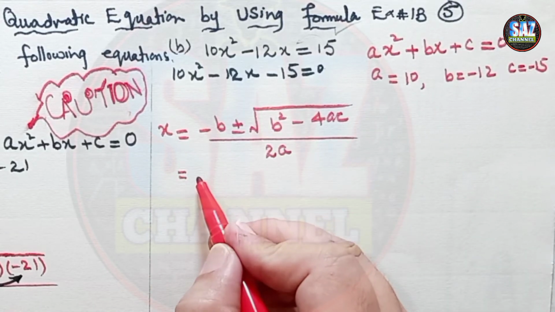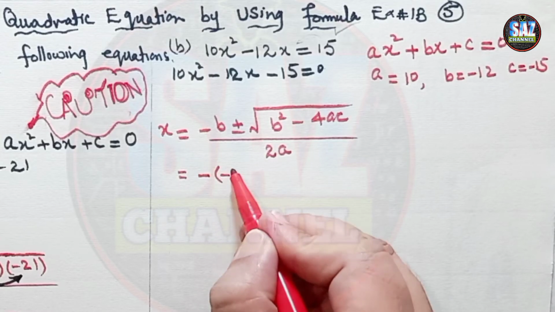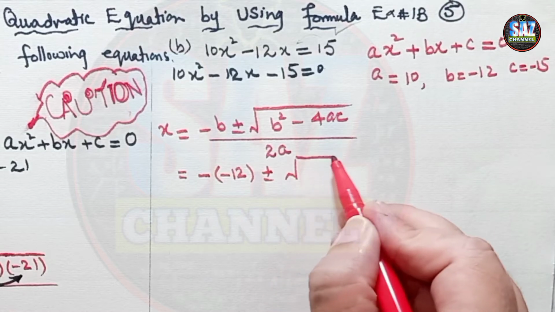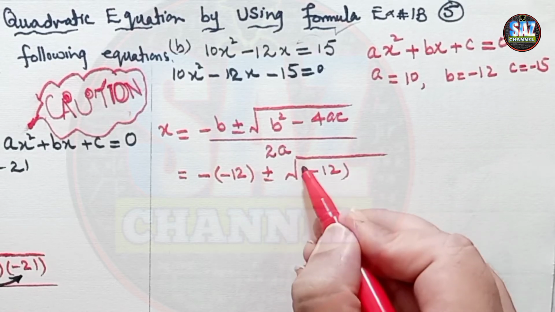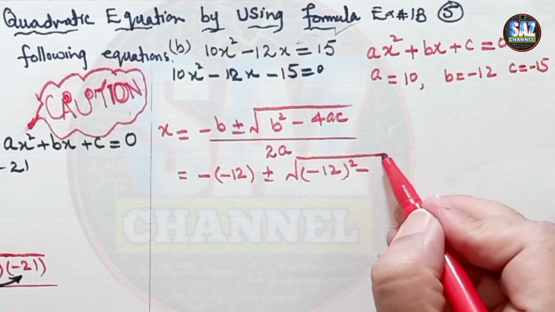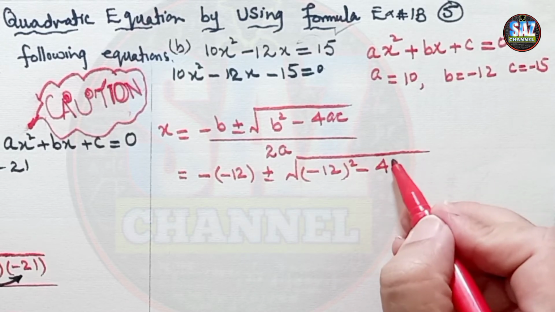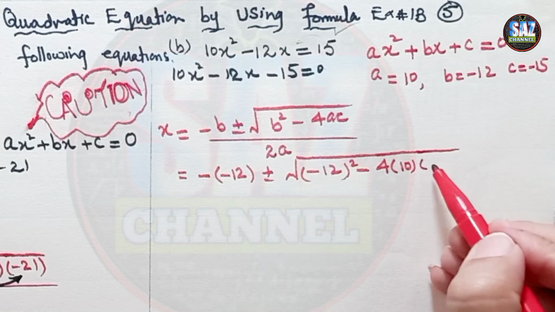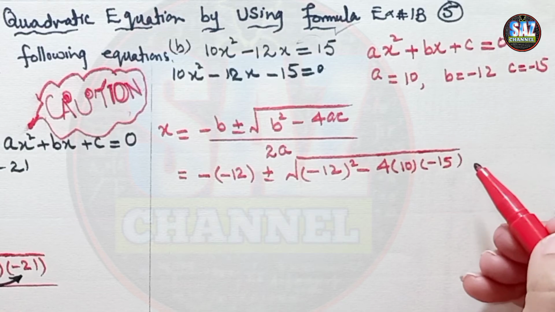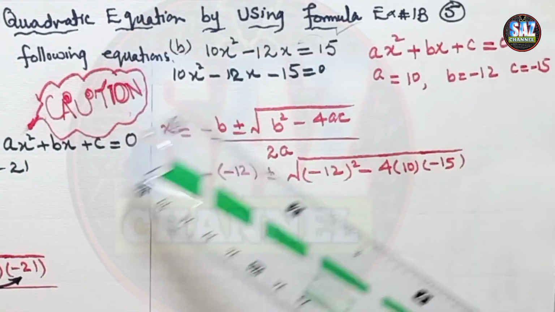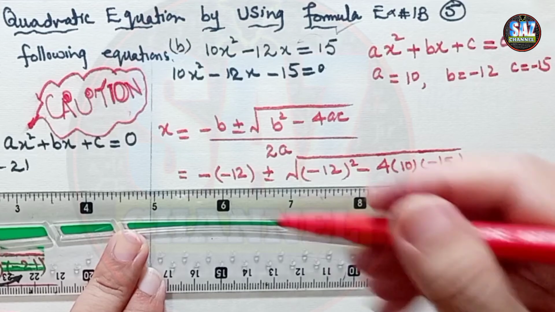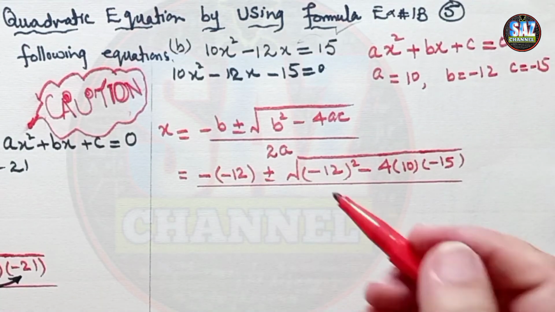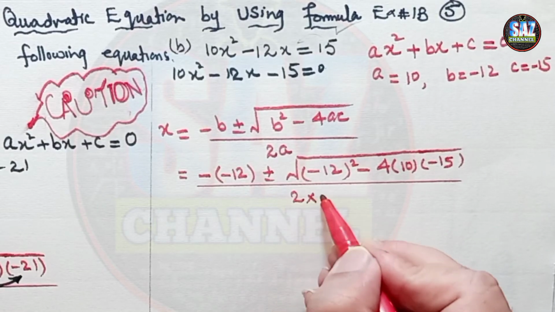x equals minus b, and b is negative 12, so I have to be careful, plus minus the square root of b square, minus 12 square, minus 4 into a, which is 10, and c is minus 15, upon 2a, and a is 10, so it will take the form 2 multiplied by 10.